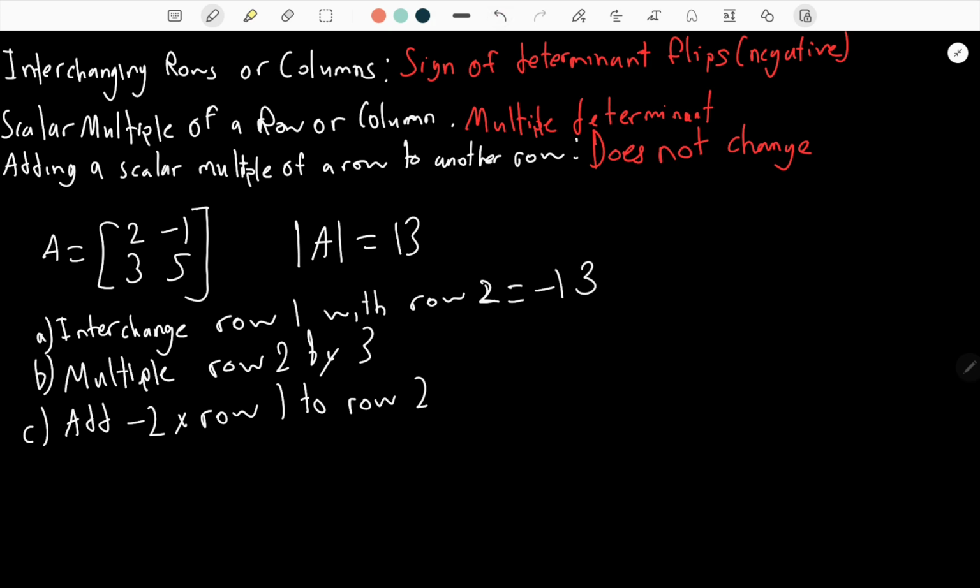Here, if we multiply row 2 by 3, we have to multiply the determinant by the constant we are multiplying with. So 13 times 3 is 39. And for the last question, if we add negative 2 times row 1 to row 3, this does not change the determinant at all. If you add any multiple of a row to another row, the determinant stays the same, so the determinant is still 13.